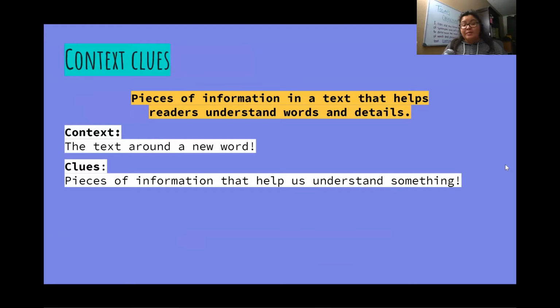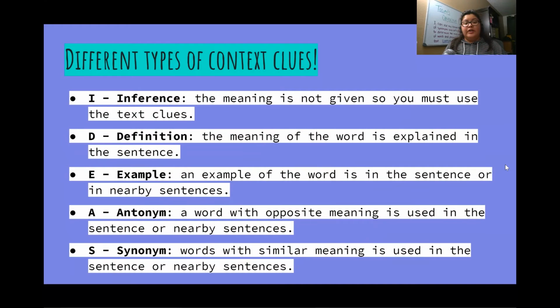Context clues are pieces of information in a text that help readers understand words and details. If we pull it apart, context is the text around a new word, and the clues are the pieces of information that help us understand something. Thinking about our context clues, there are different types. And when we think about those different types, think of the word IDEAS, I-D-E-A-S.